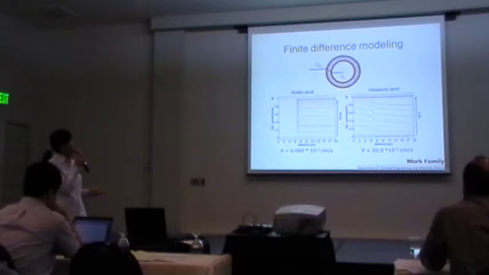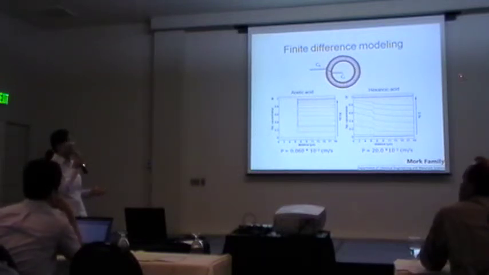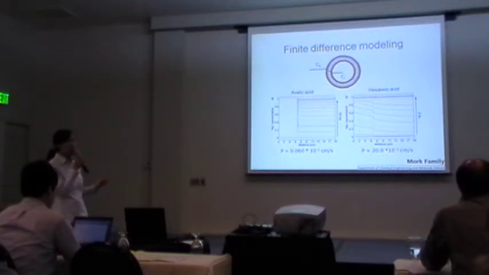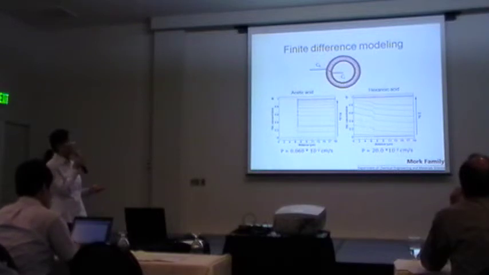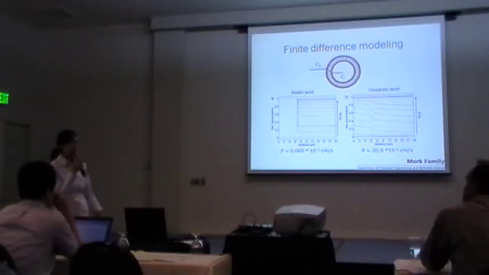Also, the concentration gradient for acetic acid mainly happened at the membrane, while for hexanoic acid, the bulk solution's concentration gradient also takes a large part. So this means that compared to acetic acid, the permeation resistance in the membrane for the hexanoic acid is much smaller.